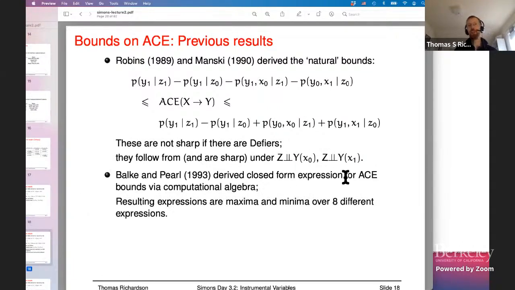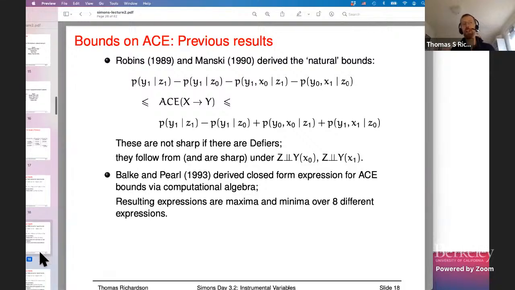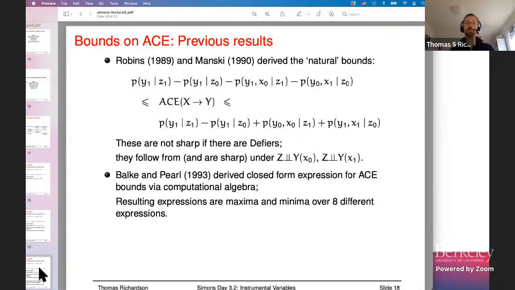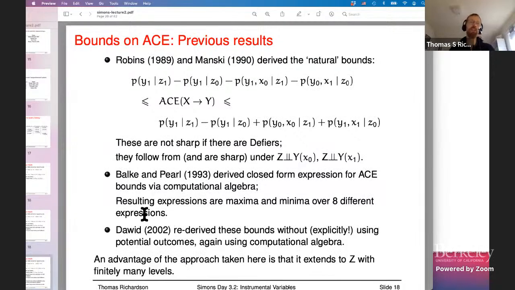Balke and Pearl derived the closed form expression for the ACE bounds that are tight, by computational algebra. Those expressions are the maximum and minimum over 8 different expressions, but ultimately that's the same thing as the calculation that I'm showing you by intersecting those two polytopes. And David re-derived the bounds without explicitly using potential outcomes, again using computational algebra.